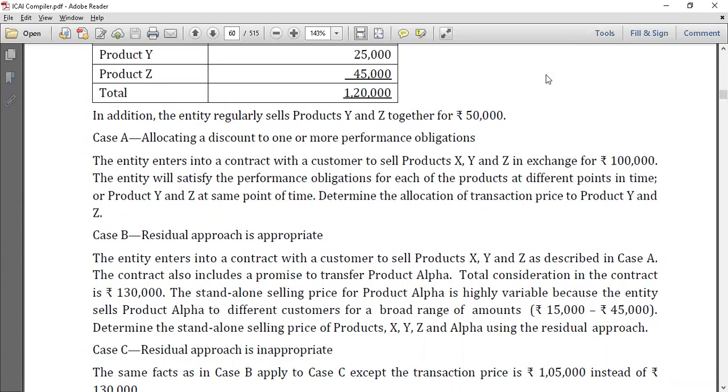The entity enters into a contract with the customer to sell X, Y, and Z for 1 lakh, and the entity will satisfy the performance obligation of each of the products at different points in time, or X, Y, Z at the same point in time. You can sell the three products separately, or X, Y, Z together at the same point. Now determine the allocation of the transaction price to Y and Z. How do we have to allocate the transaction price to Y and Z? There is a discount of 20,000 in the contract. We know that.